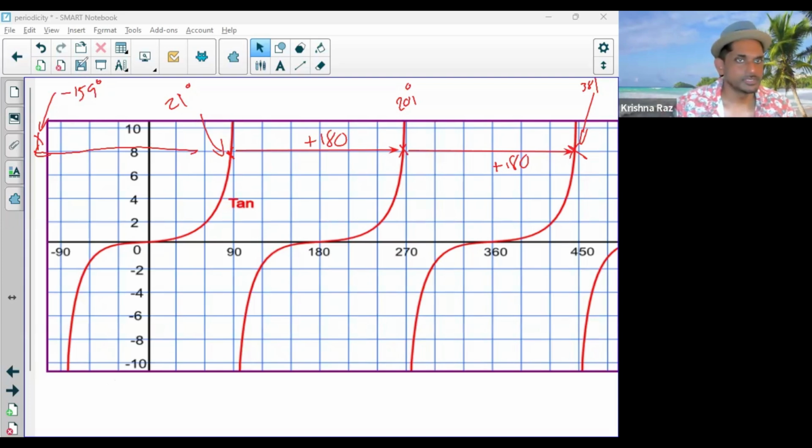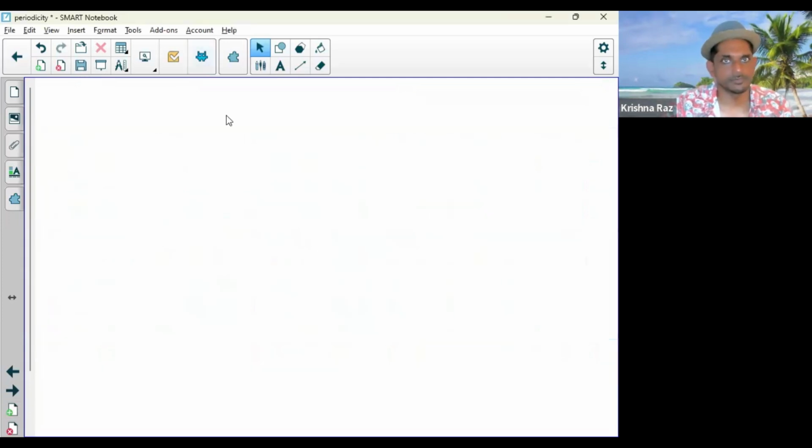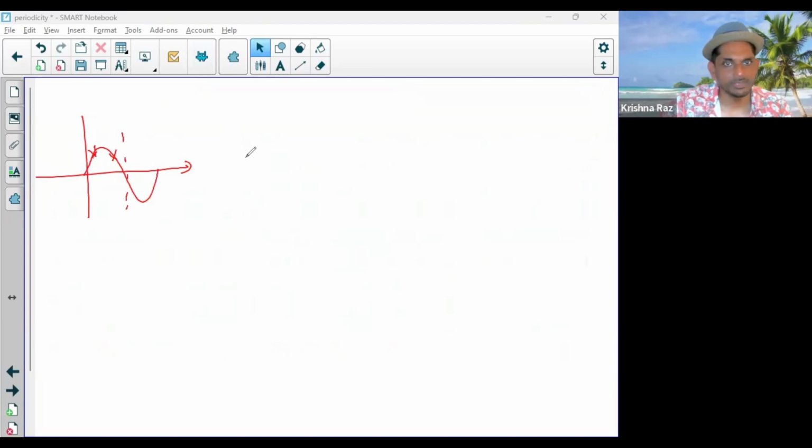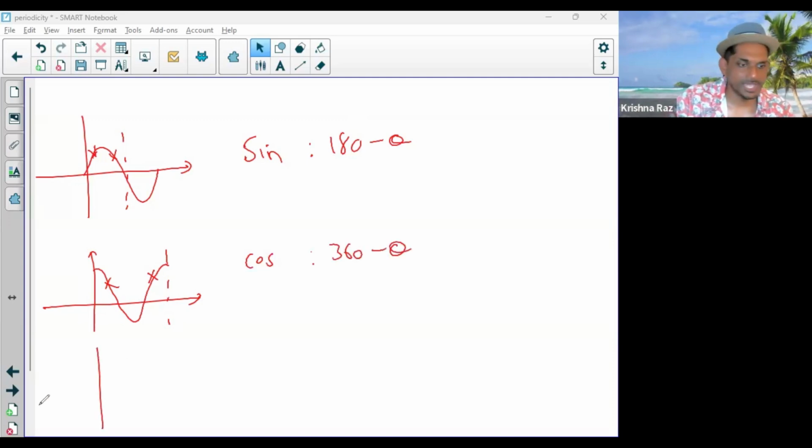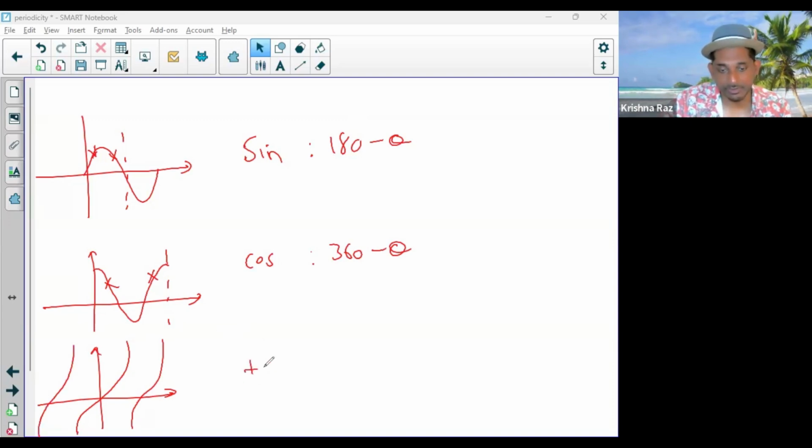Yeah? So let's sum that up. Sine repeats every 180 minus theta degrees. Cos repeats every 360 minus theta degrees. Tan repeats every 180 degrees.